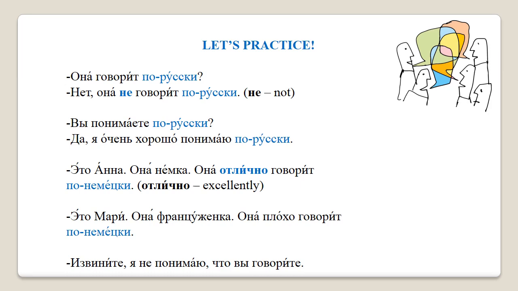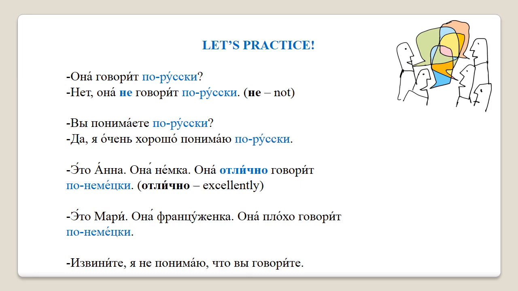Notice the usage of по-русски and по-немецки, which were discussed in the previous lecture and which is used for the language that a person speaks. Also, have a look at the use of the negative не, which is the equivalent of an English not. In order to turn a verb into a negative, all we have to do is insert не in front of it.